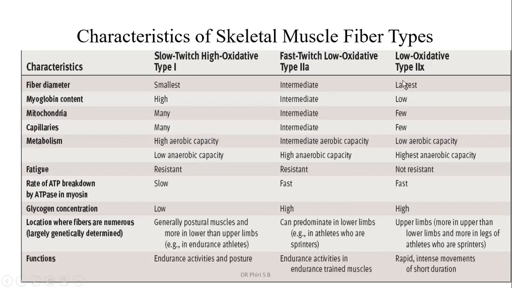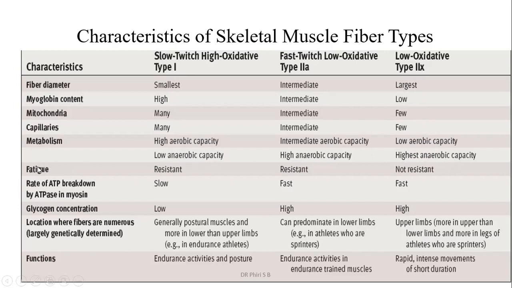Then the fast twitch type 2B are very low in aerobic capacity. They don't use more of the oxygen, and they are very high in terms of anaerobic capacity. So they'll be using more of the glycogen-lactic acid system.